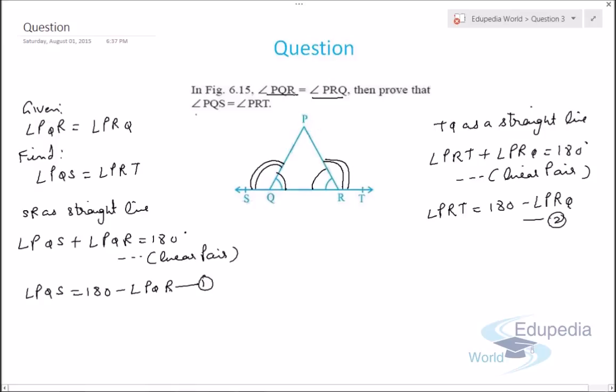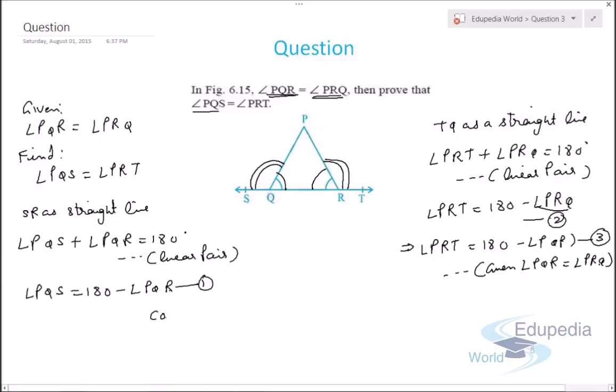Now in the question it's given angle PQR equals angle PRQ. So this means instead of PRQ we can write PQR in equation 2. So we can write, this implies angle PRT will be equal to 180 minus angle PQR. Why? Because it's given angle PQR is equal to angle PRQ. So this becomes equation 3.